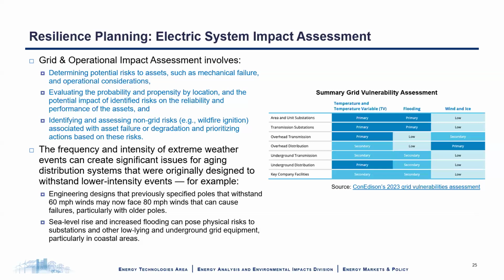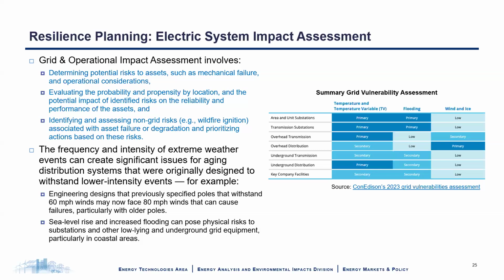So as mentioned, we want to be able to look at the overall electric system impact. And here's an example of what Con Edison had in their 2023 grid vulnerabilities assessment. This is just a summary. They had a lot more discussion and detail here, but there were four dimensions that they were looking at: temperature, flooding, wind, and ice. The temperature comes into play because higher temperatures have an impact on the current power delivery capability of conductors and equipment that might otherwise get overheated.